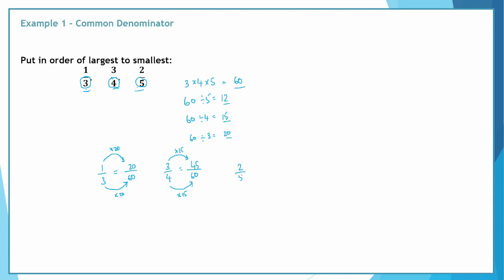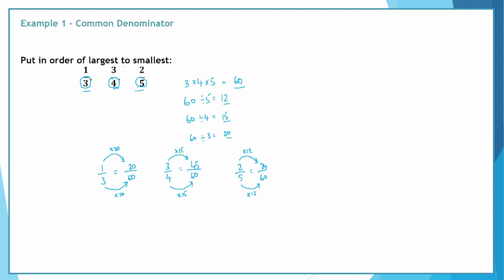2 over 5. In order to get to something over 60, we have to times by 12, and then we must times by 12 on the top too, which gives us 24. So now that we have all three of our fractions over 60, it's much easier to compare and see which one's the biggest and see which one's the smallest, just by looking at the numerators. So we can see that this 20 over 60 fraction is the smallest, this 45 over 60 is the largest, and this 24 over 60 is going to be in the middle.